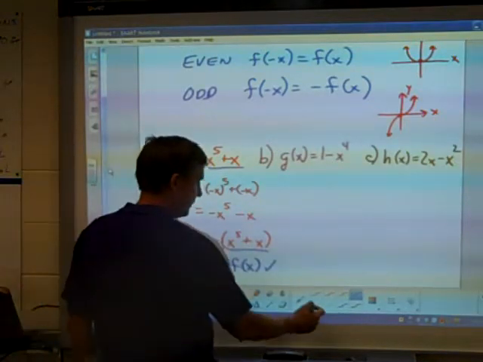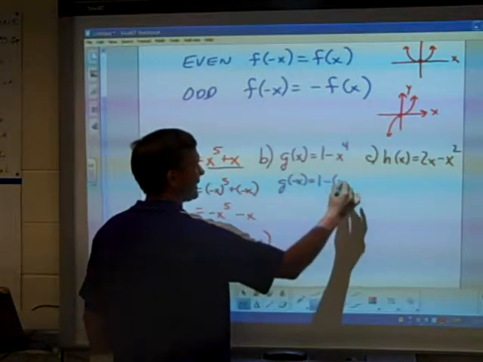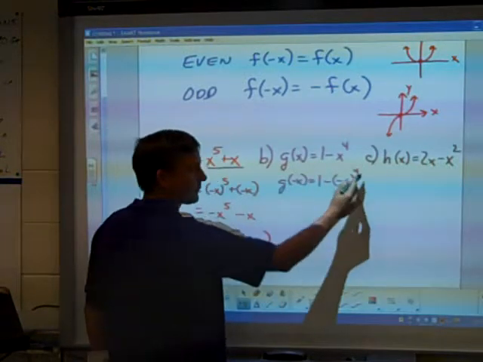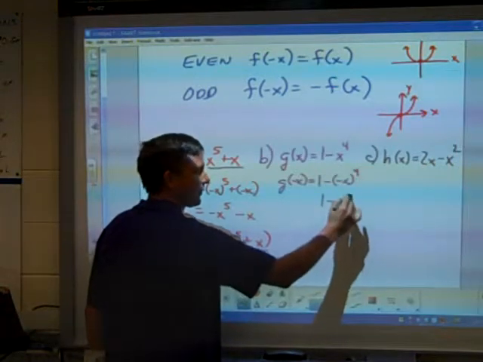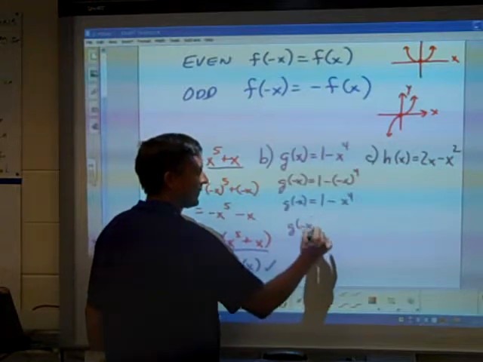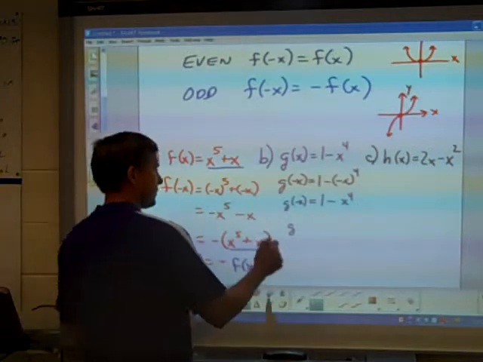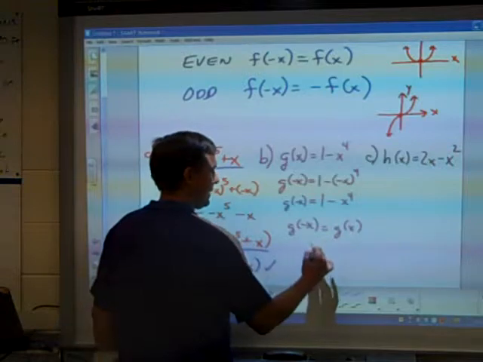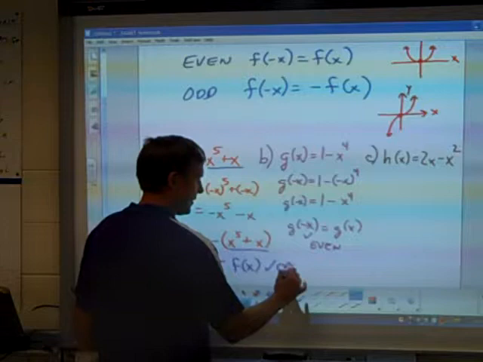How about the next function? Alright, we always put in negative x. 1 minus negative x to the fourth. Now forget the power, or forget this double negative, look at the power. 4 negatives is a positive, so 1 negative, that's there, x to the fourth. So I have g of negative x. Well, now when I look at this, I don't have to factor out a negative because this and this are the same. So I can just write g of negative x equals g of x. Even. And over here I probably should have written odd.